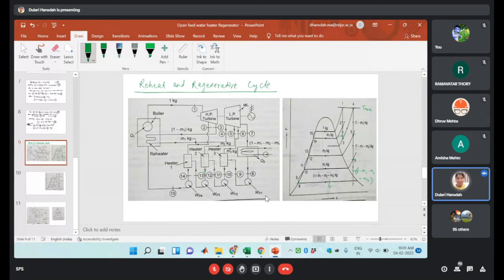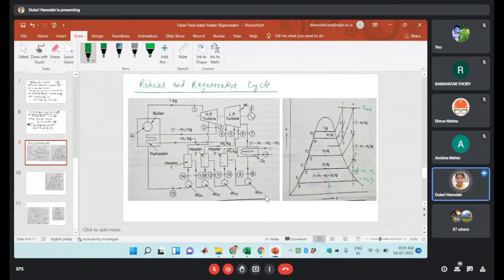So then that feed water temperature will increase, as well as in this case the amount of mass of feed water will be about 1 kg. Okay, so here it is the 1 kg. Then it will be pumped with the help of the pump 4, for 14 to 15. Then there will be the heat addition from this 15 to 1. So like this, the reheat and regenerative cycle will continue.